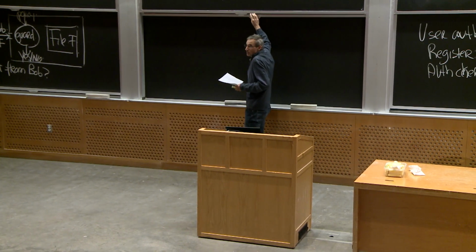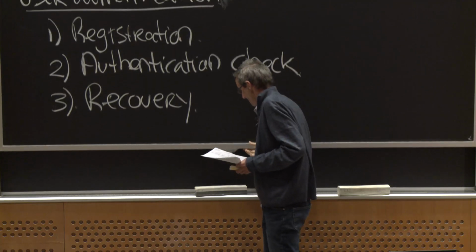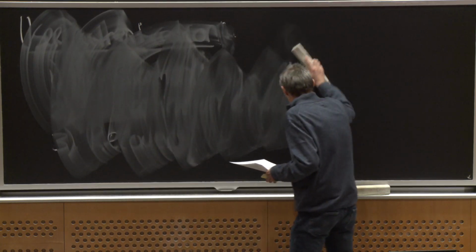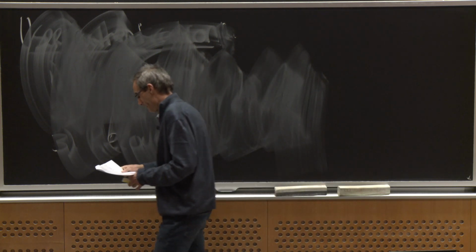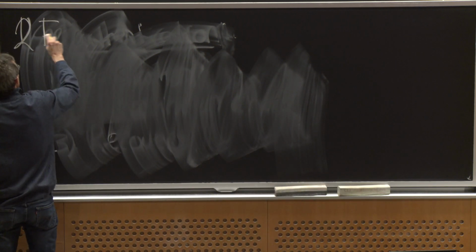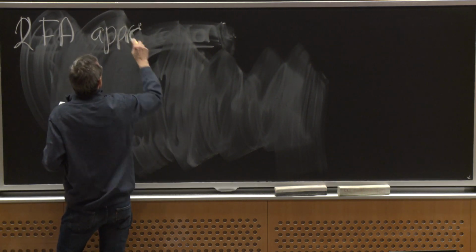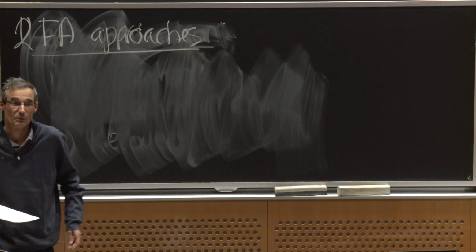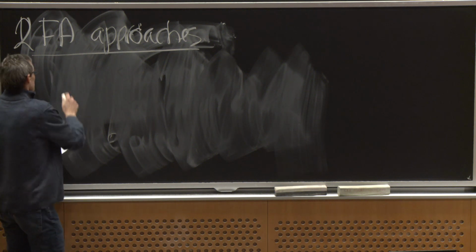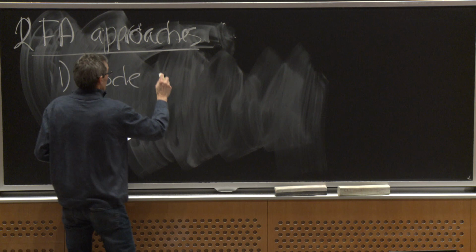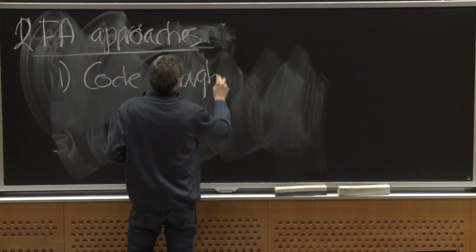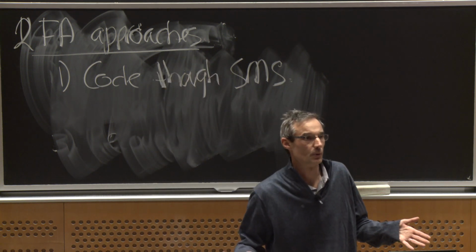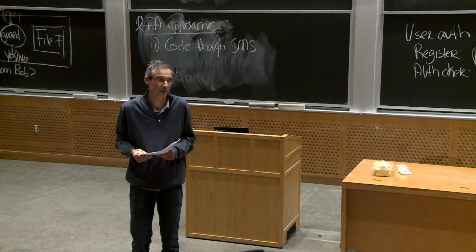And there are all kinds of different ways of doing two-factor authentication. Many of them you're probably pretty familiar with. We use some of them here at MIT, correct? So one approach is a code through an SMS. You've seen this, how many people have seen this before? I presume everybody has, right? The idea is pretty straightforward.